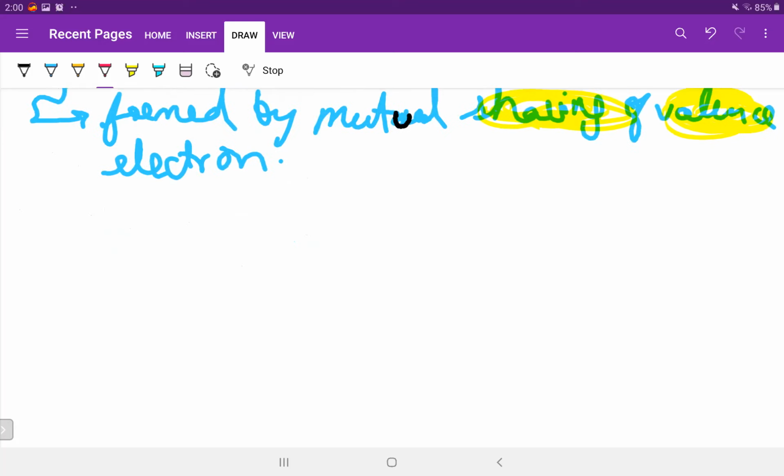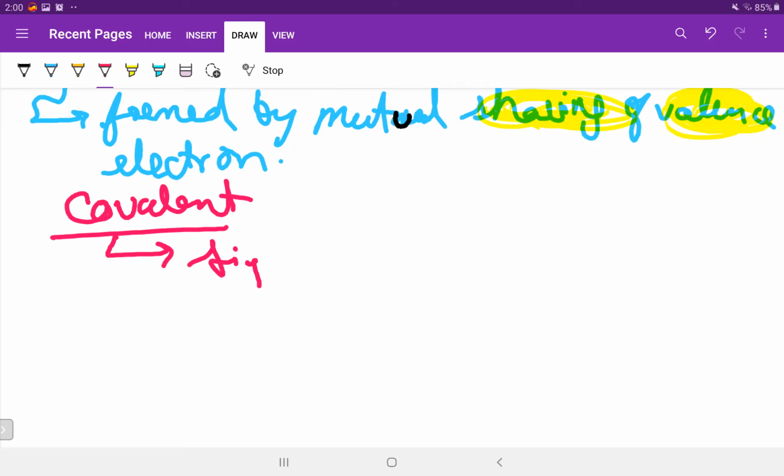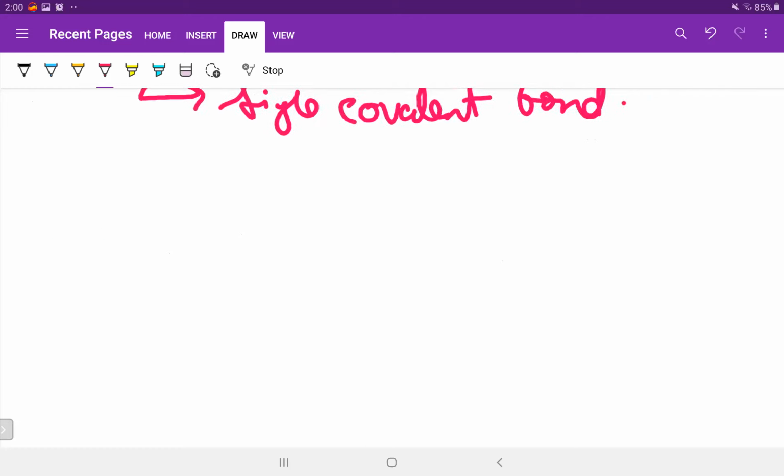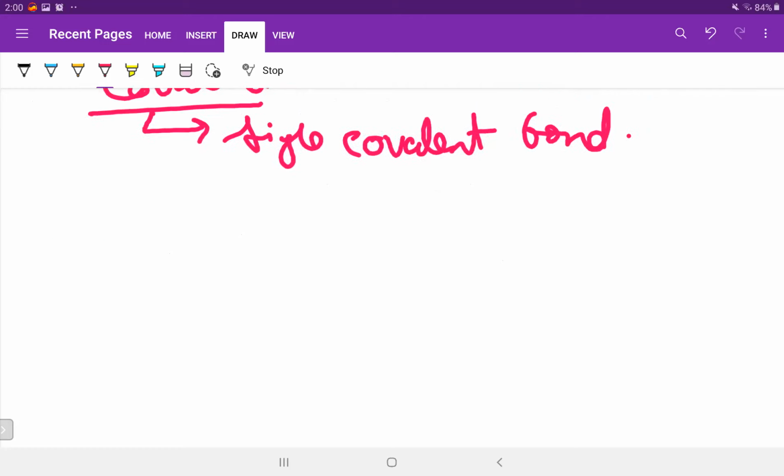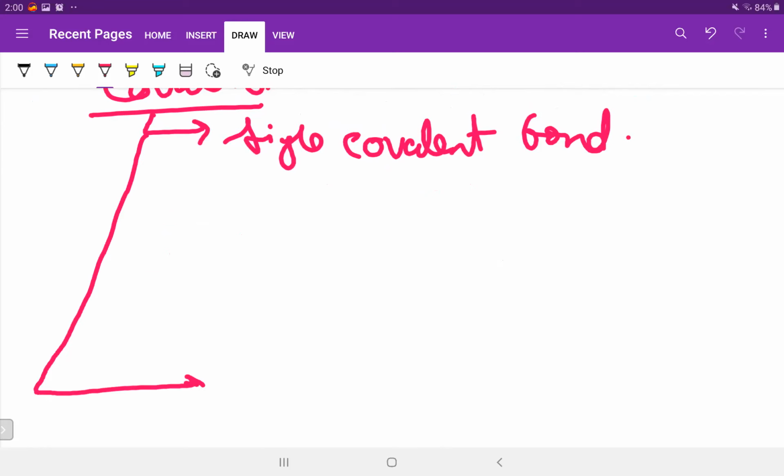Now, between the combining atoms of the same or different elements, the compounds formed by mutual sharing of electrons are known as covalent compound. We all know. Now see, there are different types of covalent bond. Covalent bond also can be broken down into three types. That is a single covalent bond. What else can it be broken down into? It can be broken down into double covalent and triple covalent.